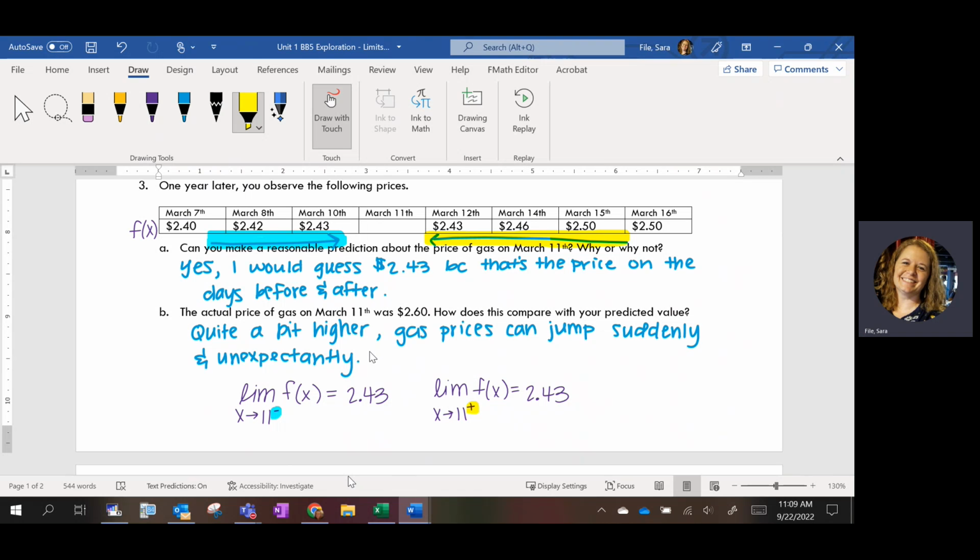Now, our prediction wasn't accurate, apparently, but that happens sometimes. That would be like a removable discontinuity. You're approaching the same point from the left and the right, but it's not there. It's somewhere else. It's been removed from where you would expect it to be and placed somewhere else. This would be an example of that removable discontinuity. Does this make sense? Does that help put together what we did in that lead-in activity and what it looks like in limit notation?